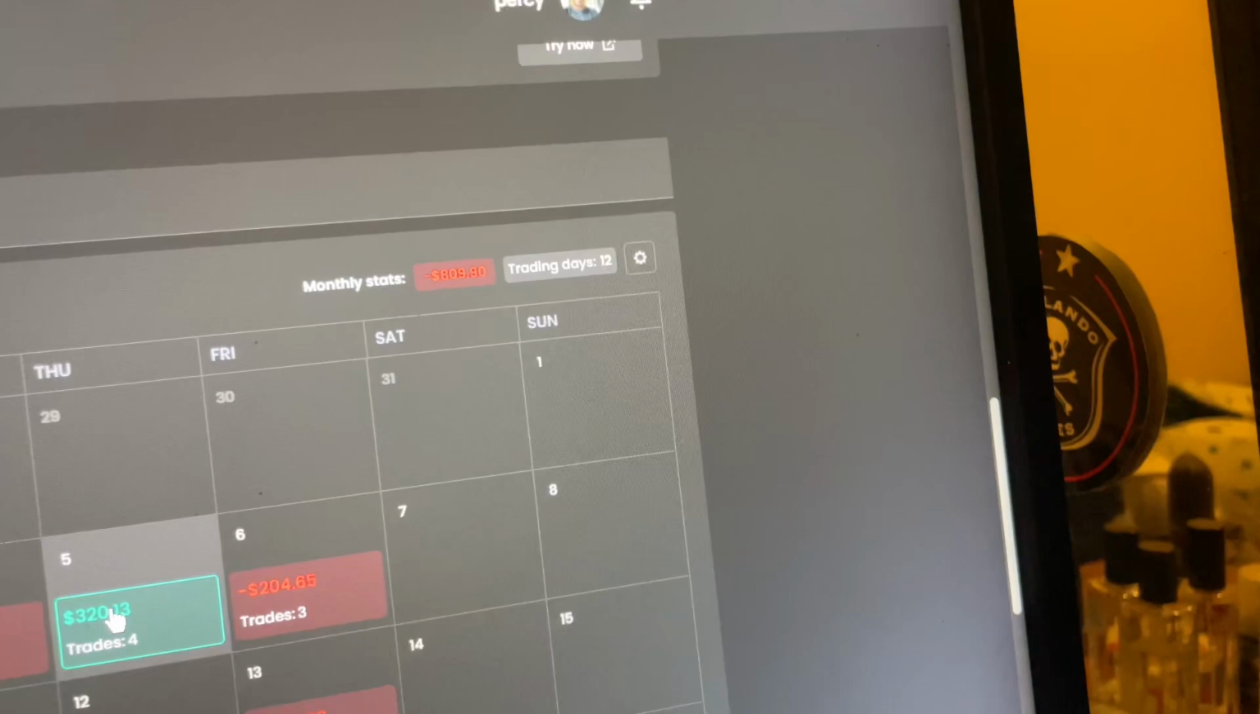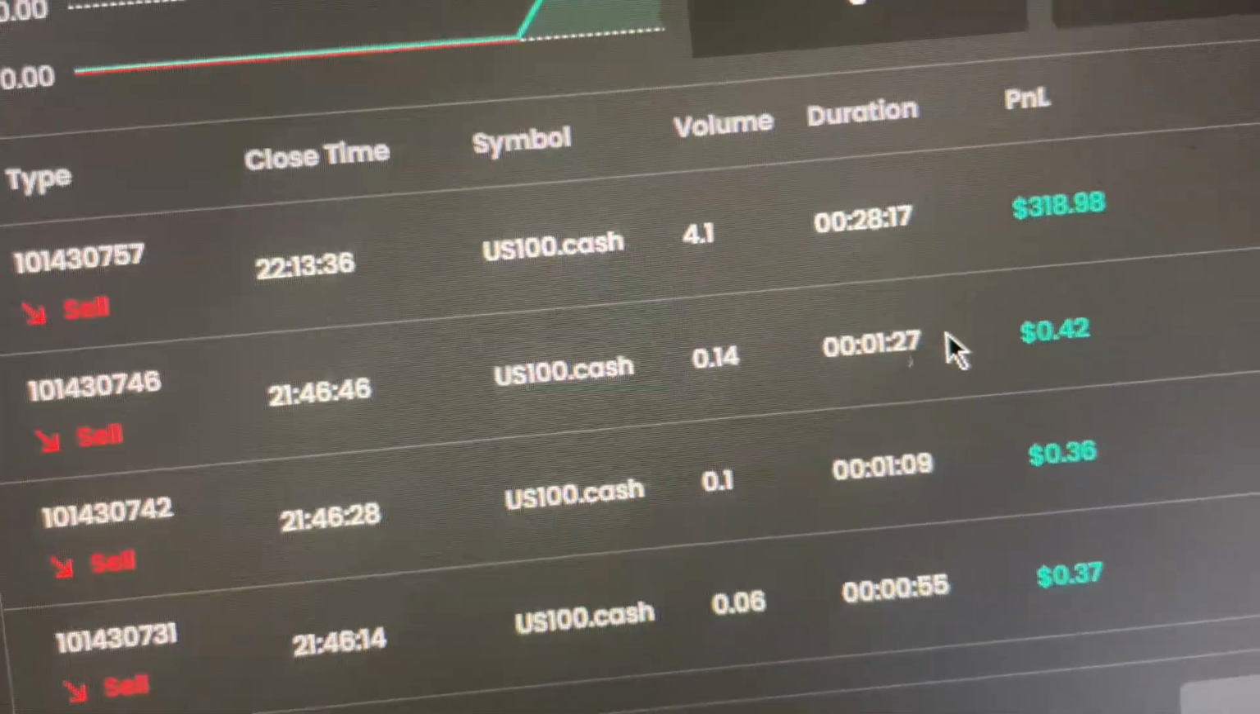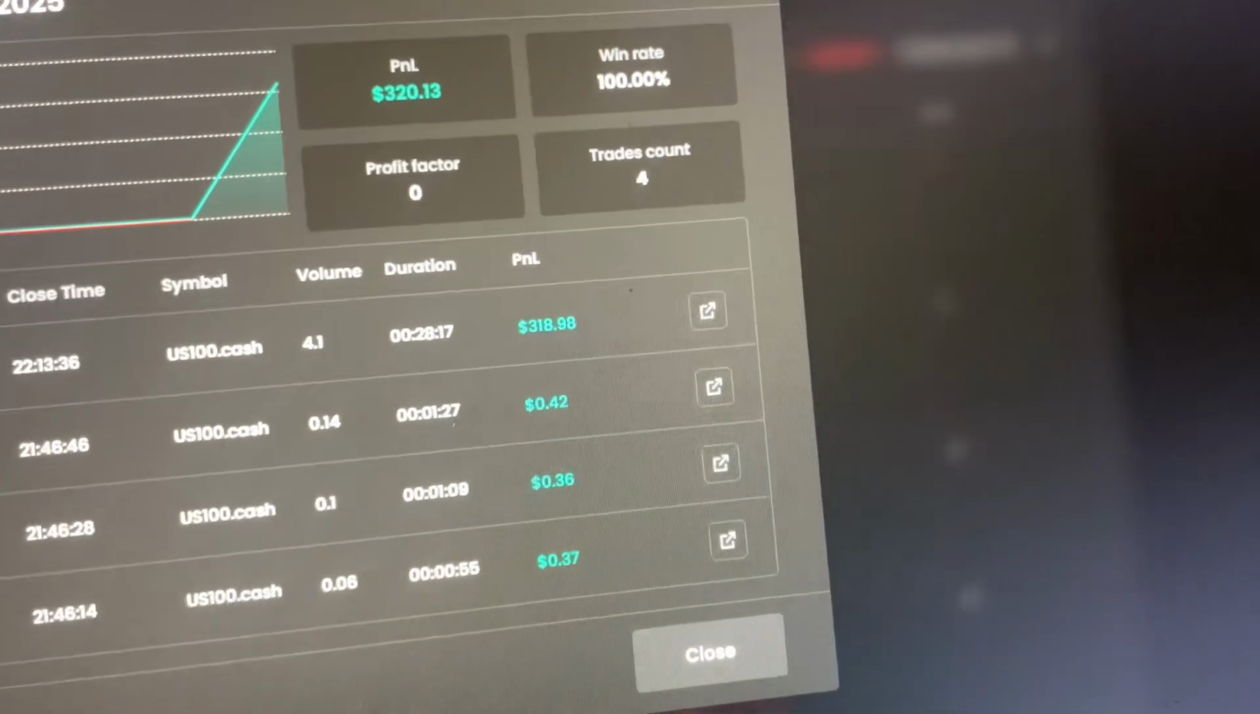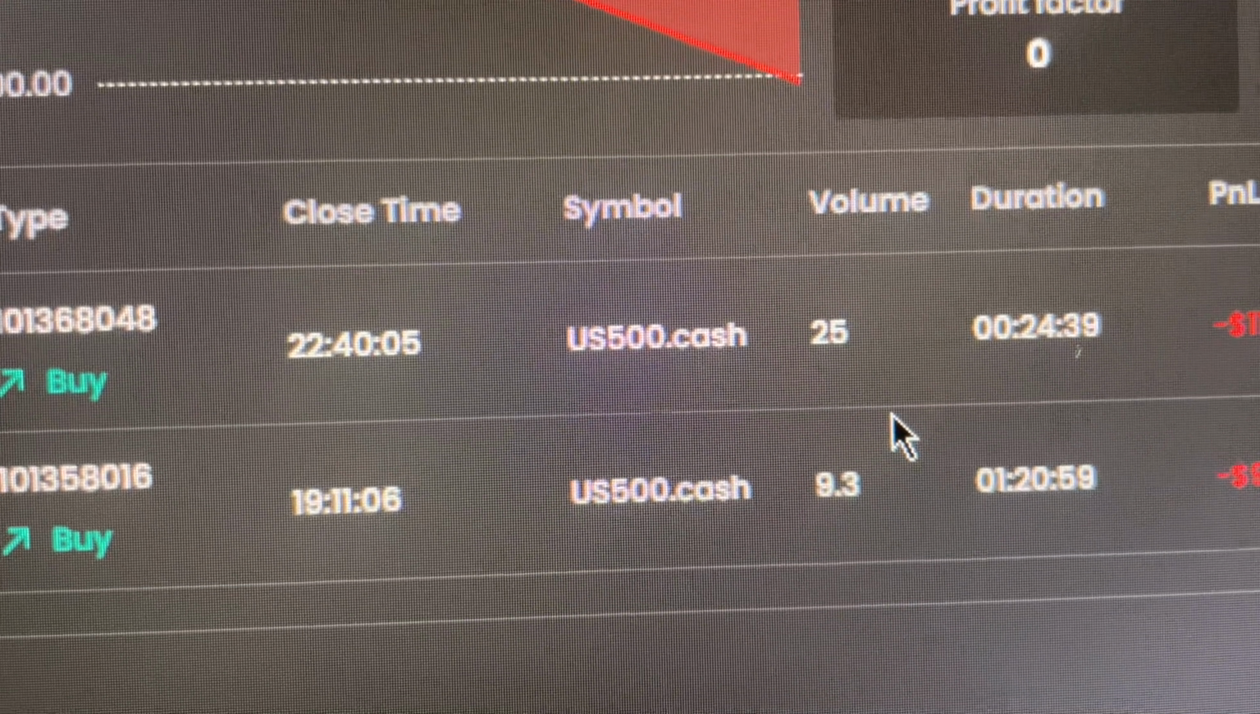I'm gonna click here. Some of the profits came from Nasdaq, as you see. So it's Nasdaq 100. If I was to click randomly, let's say the day before, not that there weren't losses on Nasdaq, but most of them were from US 500, which is SPY 500, S&P 500.